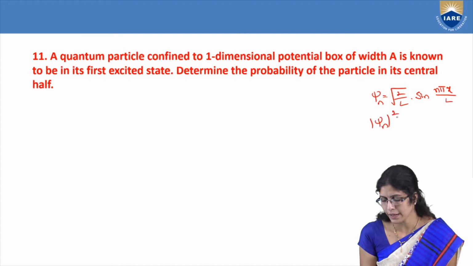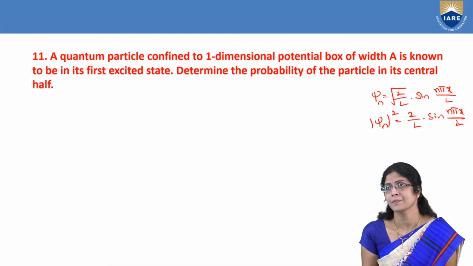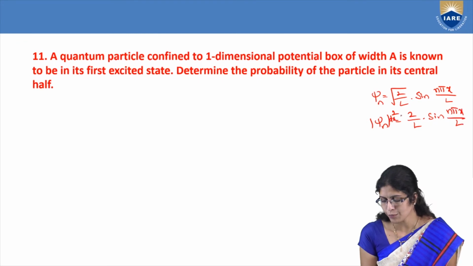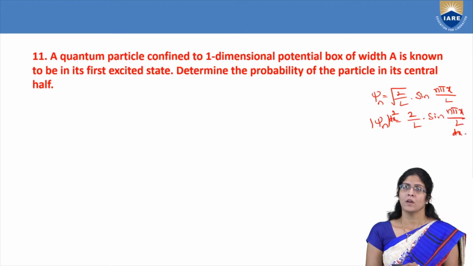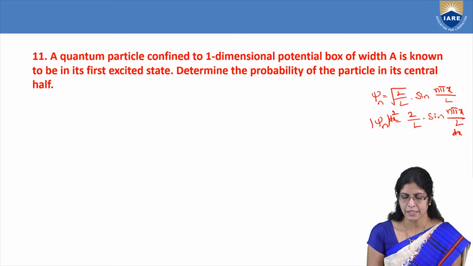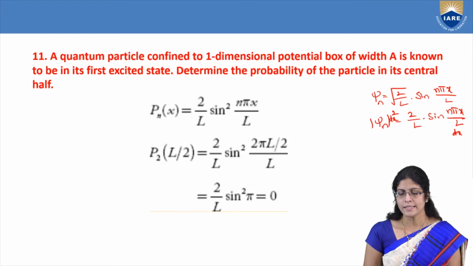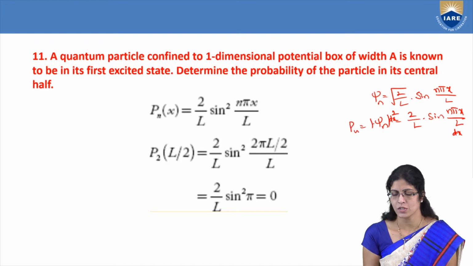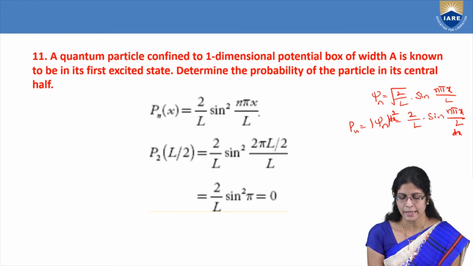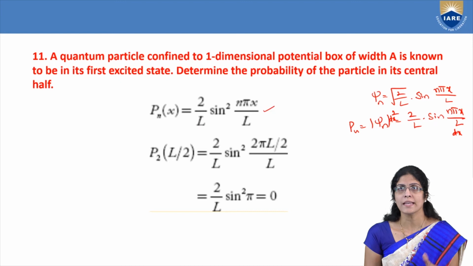Mod of psi n square is equal to 2 by L times sine square of n pi x by L. If you are given any finite volume, then you can multiply it. Okay, so now coming to this particular problem, it's very easy to understand. You want Pn, which is psi n square. So 2 by L sine square of n pi x by L is the formula. So where is it asked?